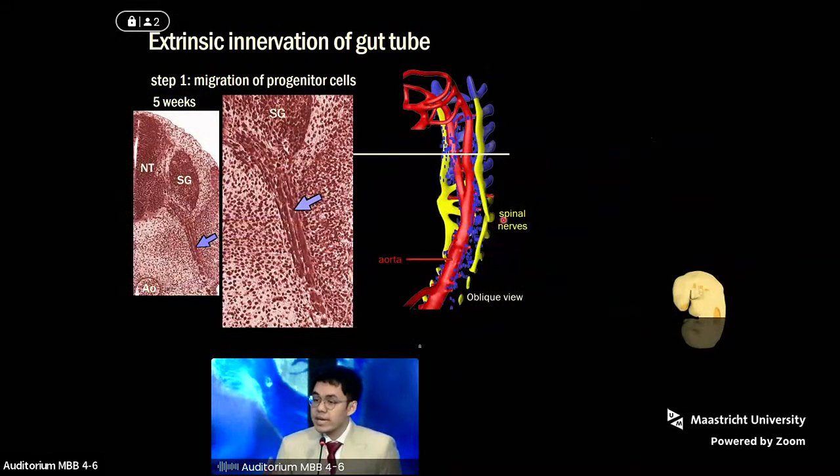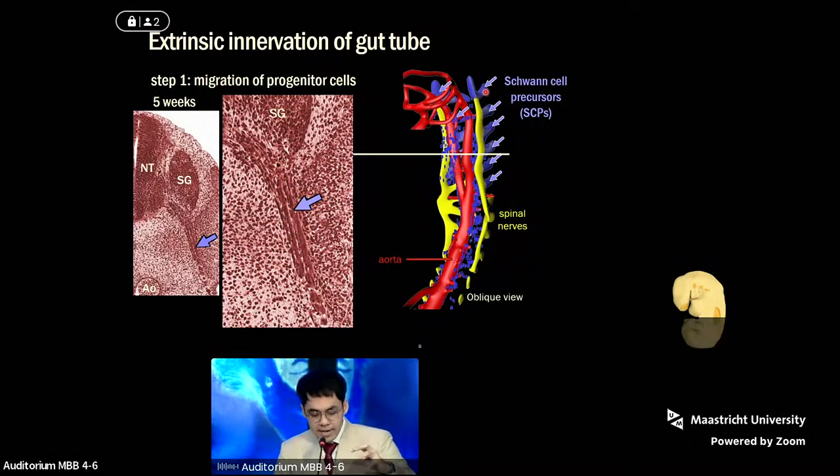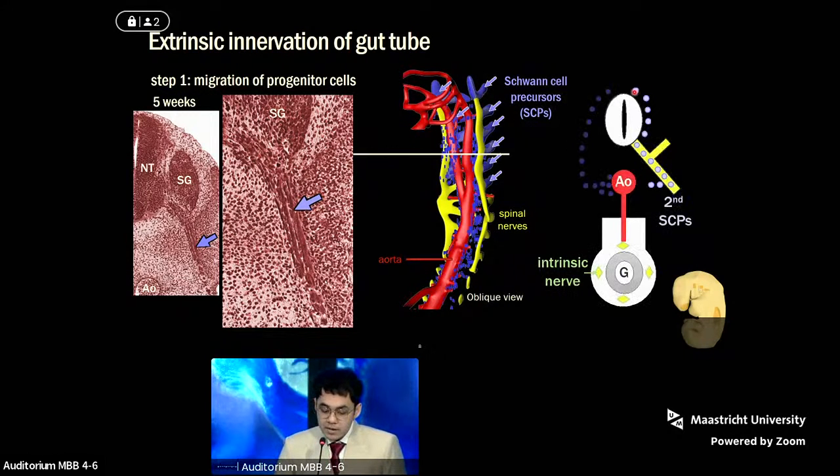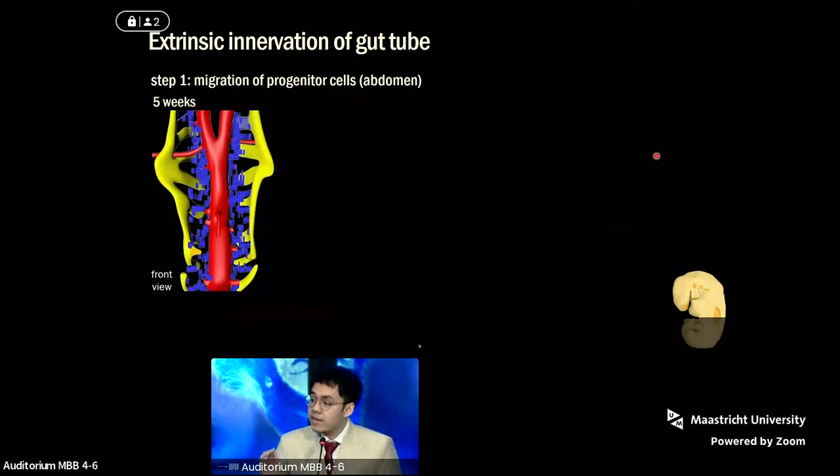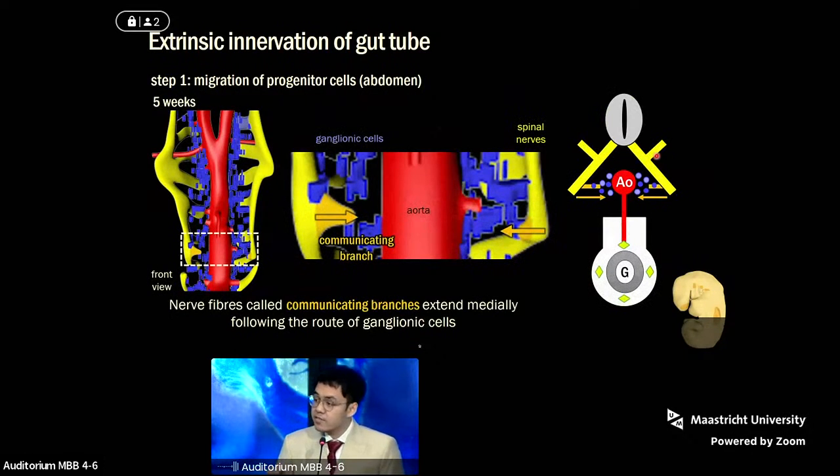Moreover, there is also the second population that we call Schwann cell precursors. These Schwann cell precursors migrate along the spinal nerve that you can see here clearly, wrapping around the spinal nerve in yellow. So these cells migrate to the lateral side of the aorta using the spinal nerve as a bridge. And then after the migration of these two progenitor cells, there is nerve extension medially to the lateral side of the aorta, following the root of the ganglionic cells, that we call the communicating branches.